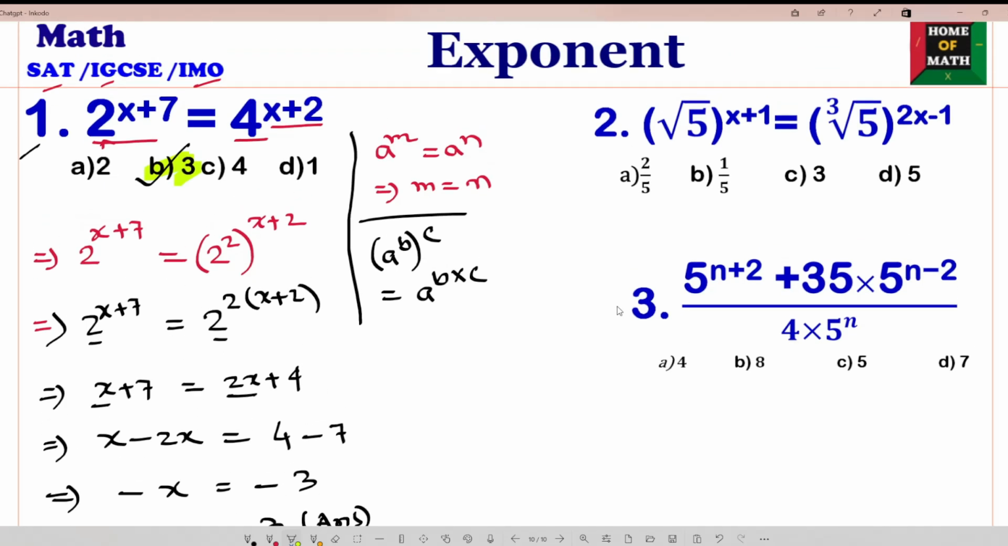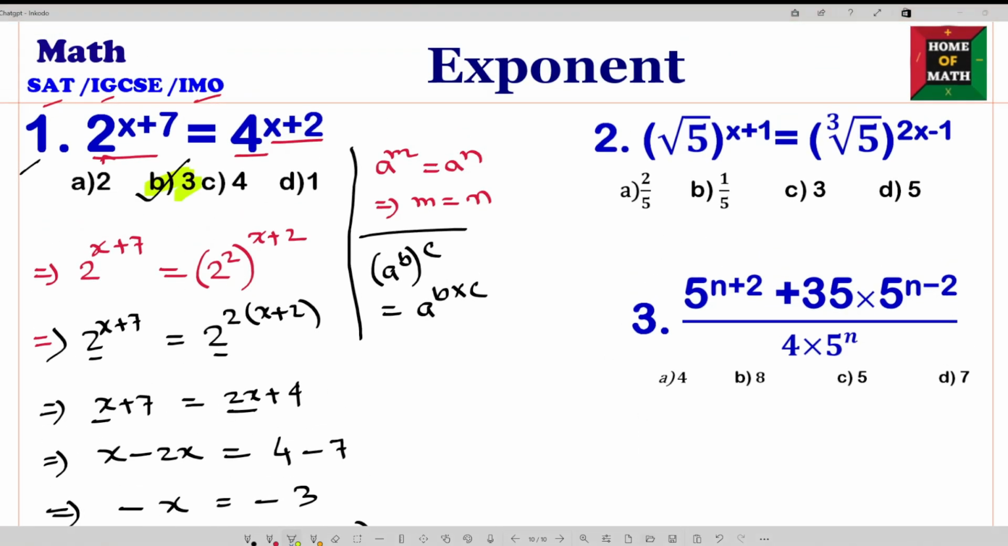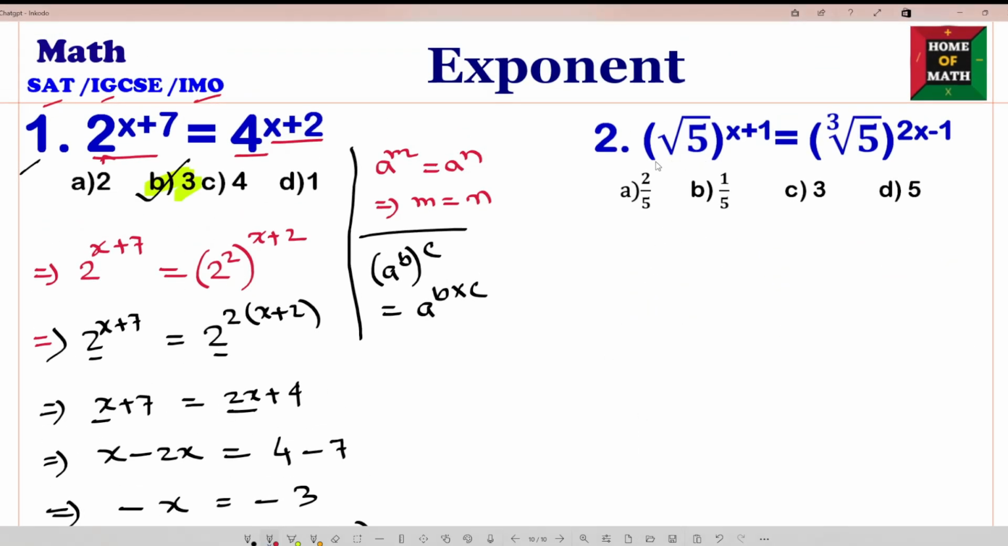Okay, so now number 2. Number 2, root 5 to the power x plus 1 equals cubic root 5 to the power 2x minus 1. Here are also some options, 2 by 5, 1 by 5, and 5. We have to find out the value of x, which one is correct. So this one also, our target is to make a to the power m equal to a to the power n, because once the bases are the same, at that time the powers will be equal.